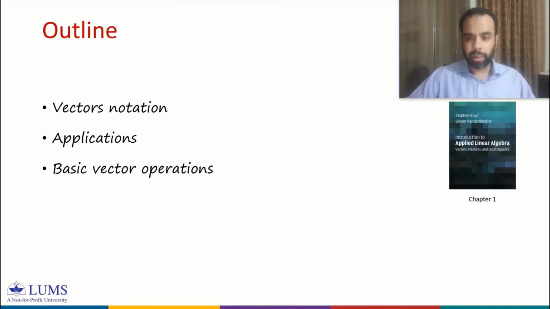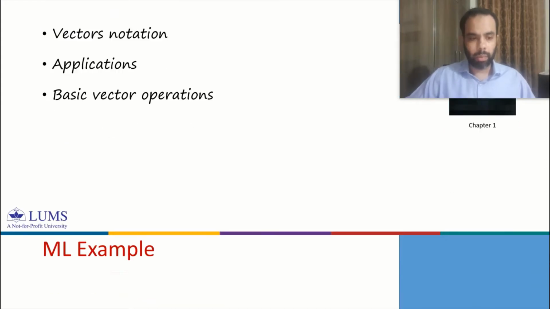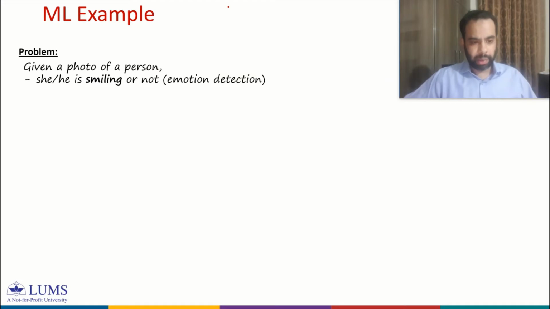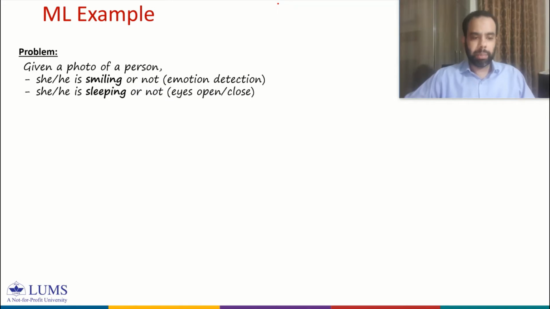Since this is the first module of the course, I will start with one machine learning example. Consider a problem in which we're given a photo of a person and we want to find out whether he or she is smiling or not. This falls in a category of emotion detection, where you want to find out whether the person is happy or sad, smiling or not. Or another problem could be, given a photo, you want to find out whether the person is sleeping or not. It simply means you want to find out whether the eyes are open or closed.